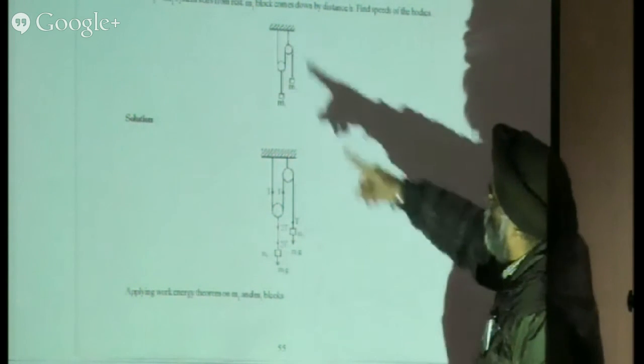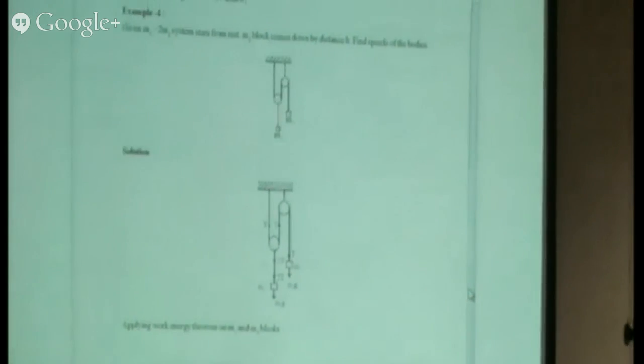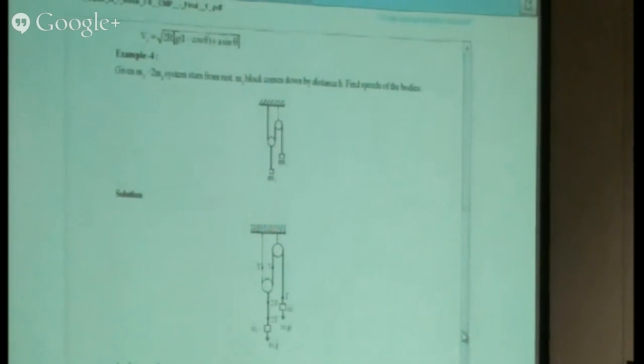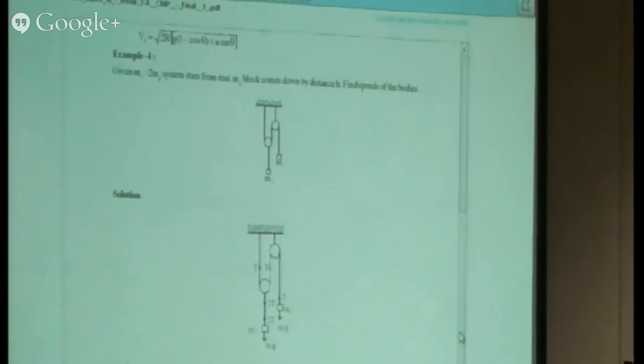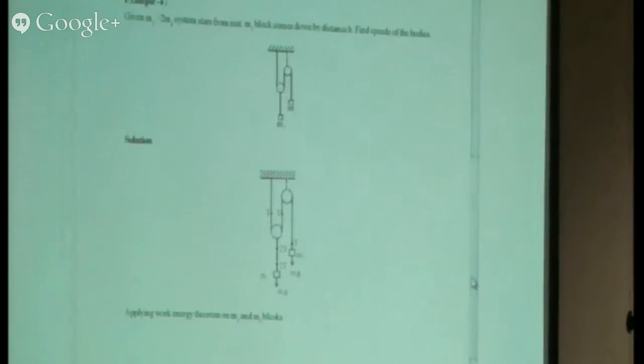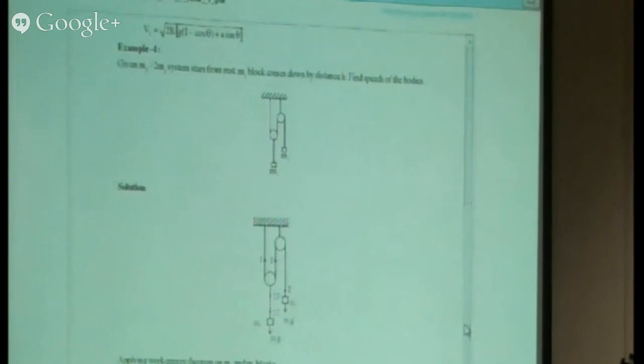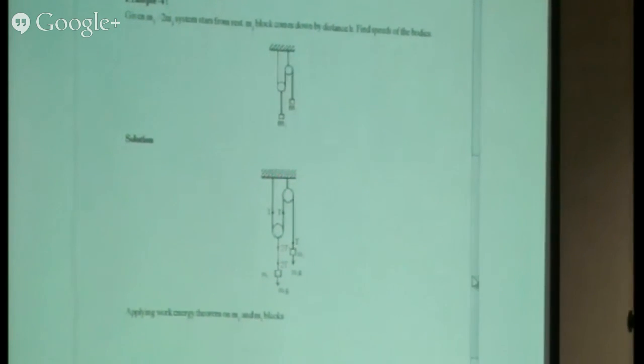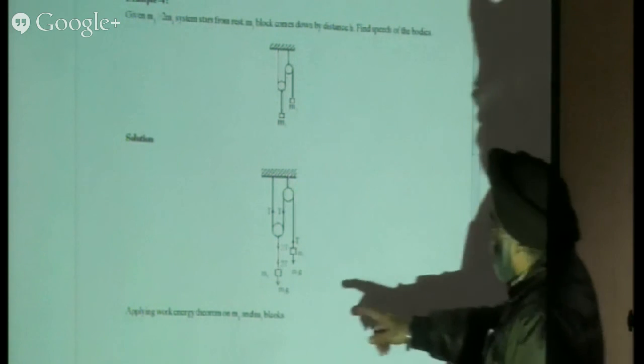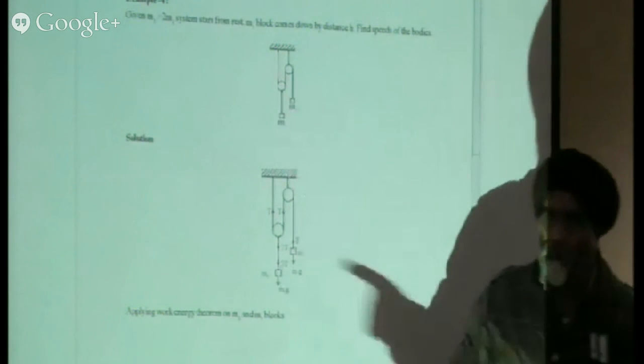And we are given a condition. Let's read the problem. Given m1 is greater than 2m2, so the mass of the block m1 is greater than twice the other; if one is 2 kg, the other could be 5 kg, even greater than twice the smaller block. System starts from rest, m1 block comes down by a distance h. Find the speeds of the bodies. Obviously, if m1 is heavier, m1 will go down because of gravity. So m1 goes down, then m2 goes up. That is the first thing to understand.